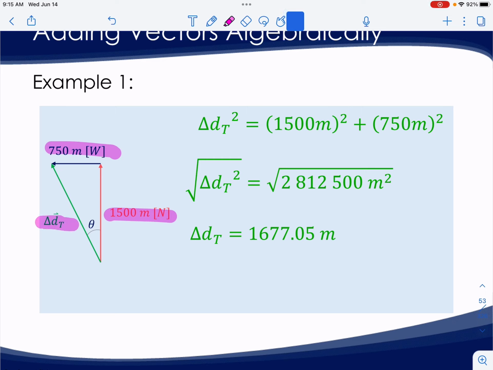We know that a squared plus b squared equals c squared. We can say that this is a, this is b, and this is c. So this would be our c squared, this is our a squared, and this is our b squared. When we plug in the numbers, we can solve and we get that the answer is 1,677 meters. Okay, now what's the angle?